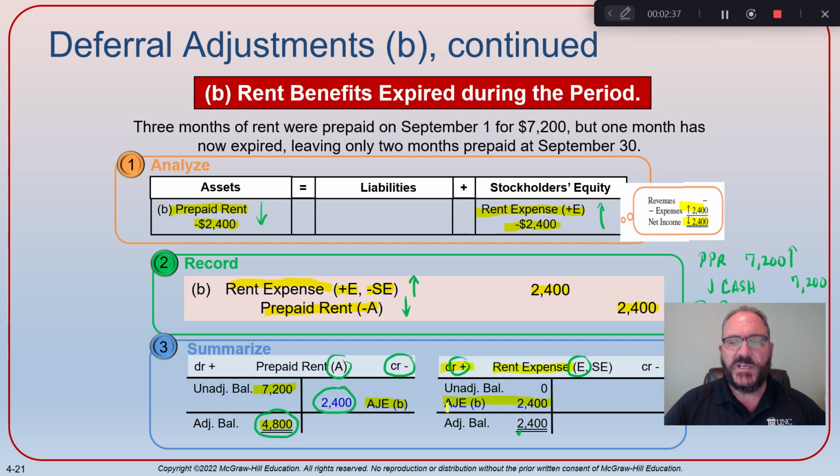Notice it says AJEB, AJEB. This is so we know where it came from. That's an adjusting journal entry, and our adjusted balance now is $2,400. Okay?